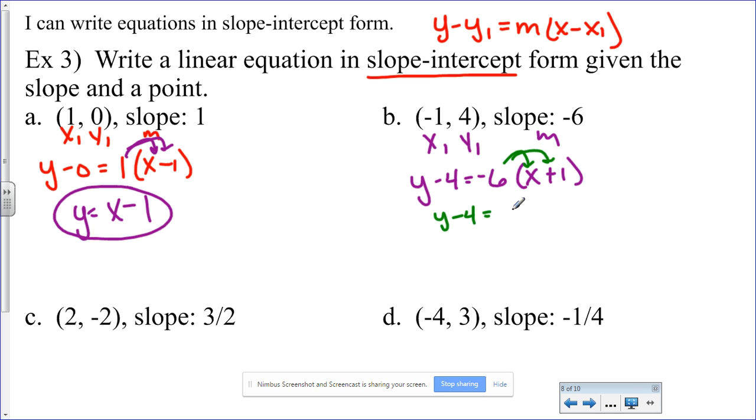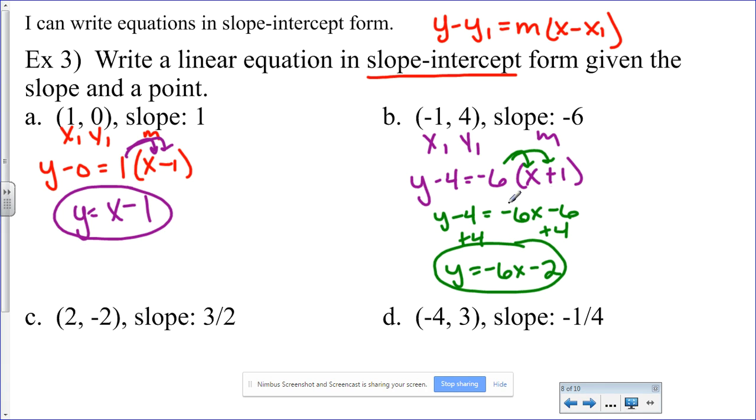So y minus 4 equals negative 6x minus 6 when I distribute. And then we're going to add 4 to both sides. So negative 6 plus 4 is negative 2. And here is my slope-intercept form. Here is my point-slope form.